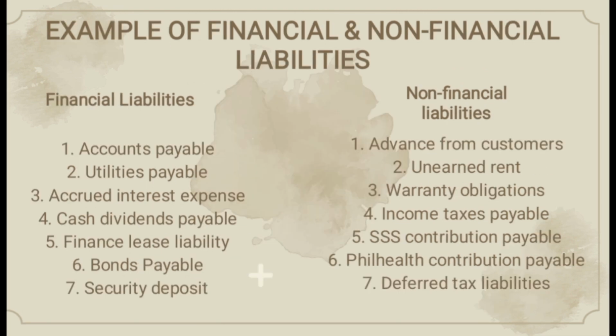So, examples of financial and non-financial liabilities. Examples of financial liabilities: accounts payable, utilities payable, accrued interest expense, cash dividends payable, finance lease liability, bonds payable, and security deposit. On the other hand, examples of non-financial liabilities: advances from customers, unearned rent, warranty obligations, income taxes payable, SSS contribution payable, PhilHealth contribution payable, then deferred tax liabilities.